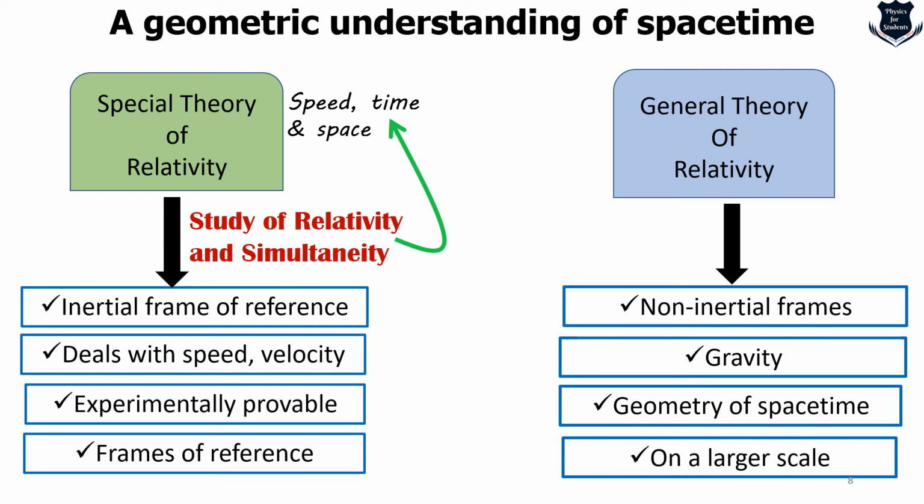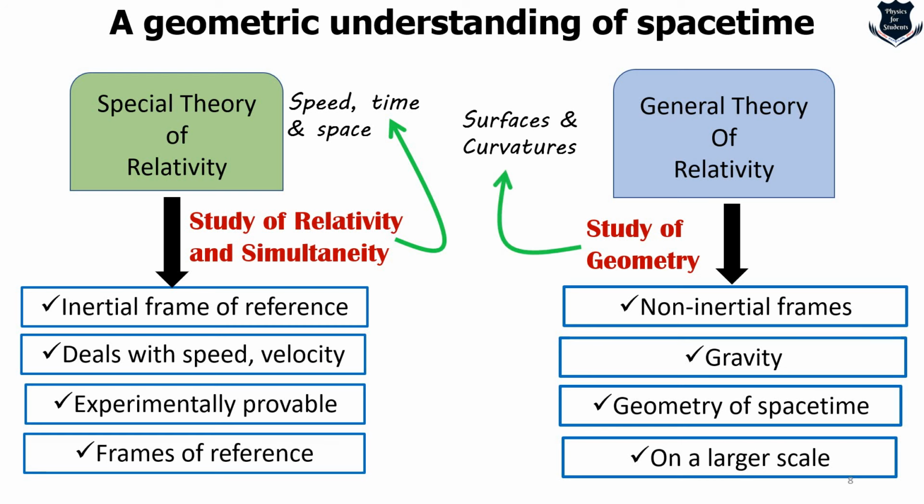So from all those four points, what we can understand is that it is more of a study of geometry, and this leads to the conclusion that it is a study of surfaces and curvatures. And that is why we say that general relativity is less of relativity and more of geometry. Remember that this is a geometric understanding of space-time. We are doing this so that we can now take up from here what the mathematics is, and what the mathematical tools are that we have in our hand.